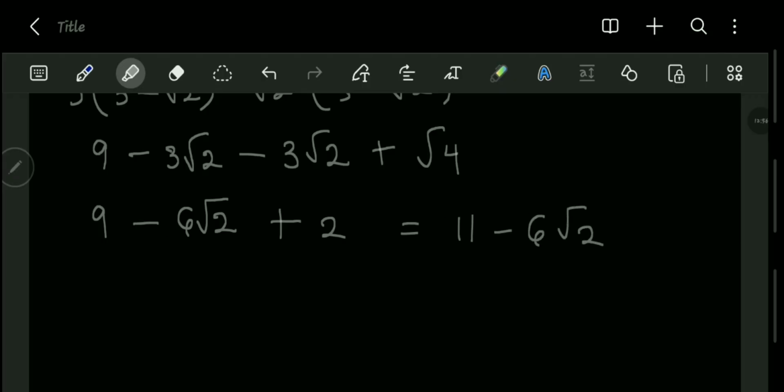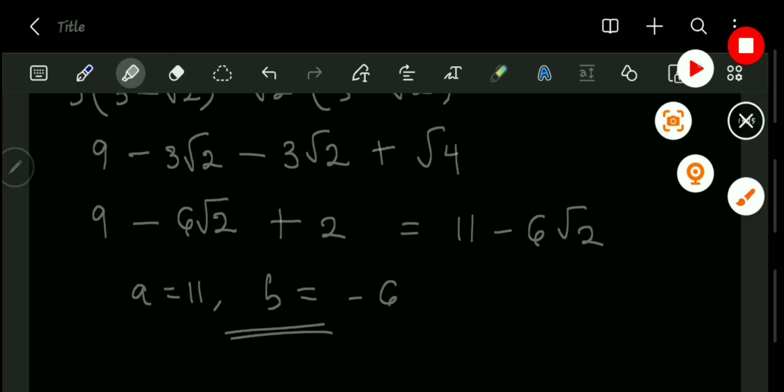Right? So it's very simple. So we are done. Remember, our answer must be in the form of a plus b√c. So in this case, our a here is 11 and our b here is going to be minus 6. Are you seeing that? So this is the answer to that question.